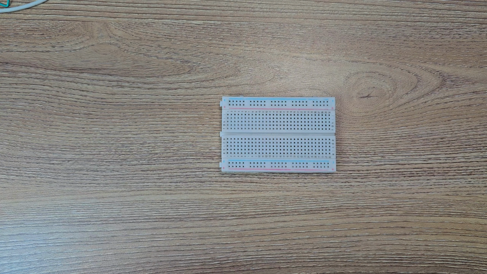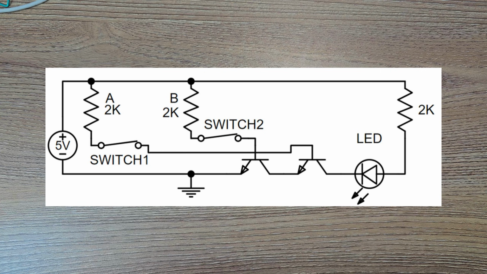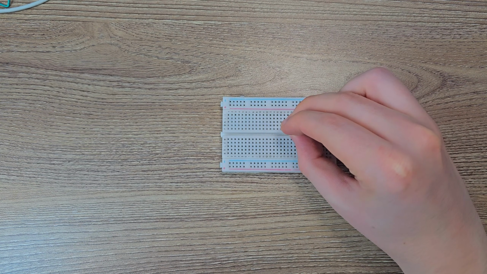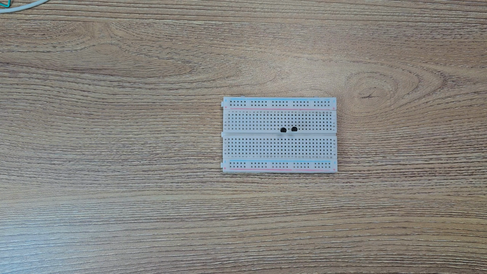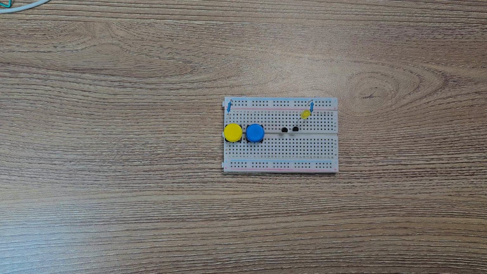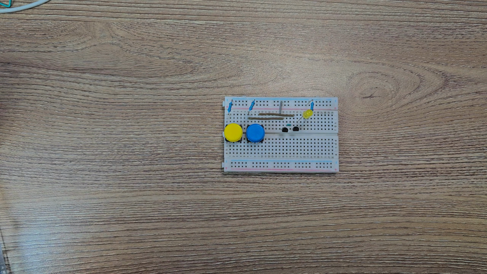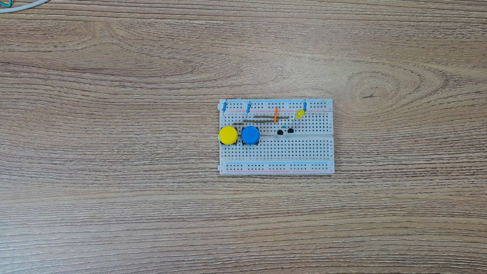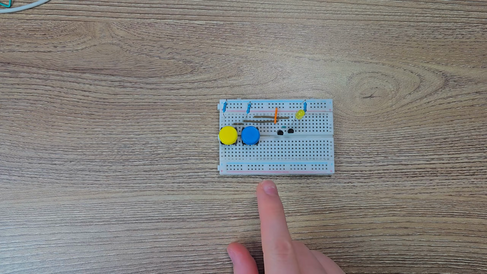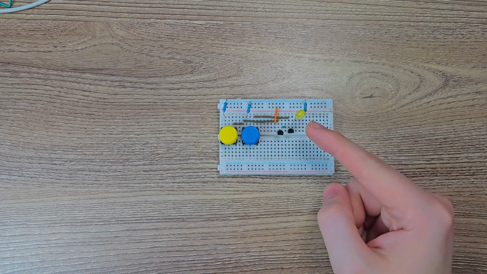Well, let's build AND. If you'd like to follow along, here's the AND circuit that I'm following. Using this breadboard, I made the AND gate using two transistors. I'm using buttons as my inputs and an LED as an output.